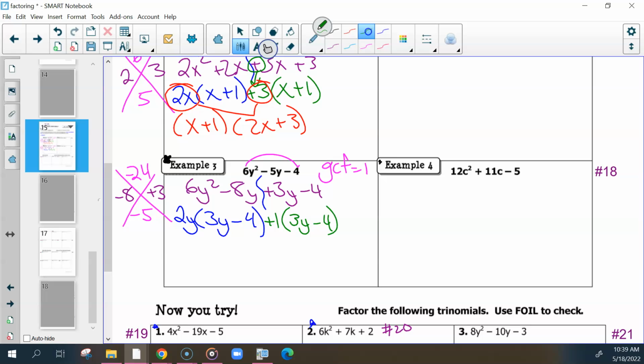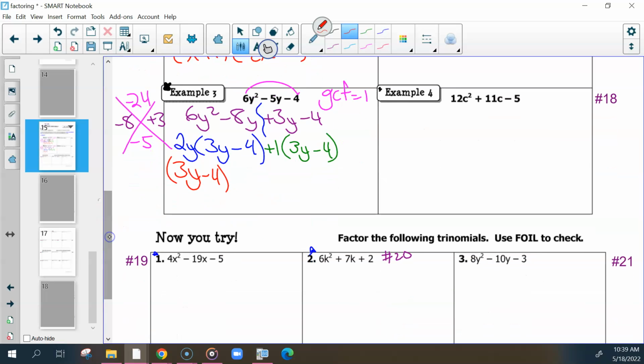Our insides are the same, so that would be one of our factors. 3y minus 4. What would the second factor be? 2y plus 1. Do you have any questions on that? We're going to start the next one, but we'll probably get cut off.